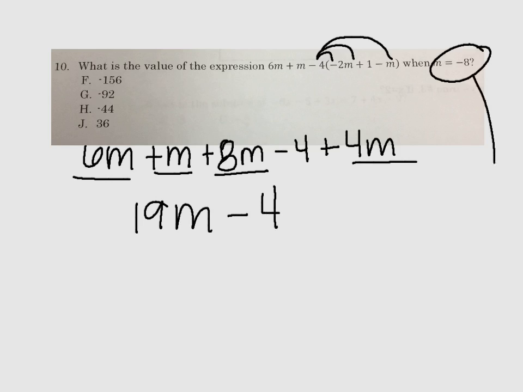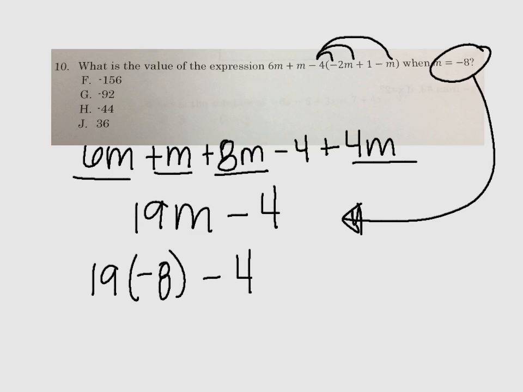Now I'm just going to plug this in for m. That means 19 times negative 8 minus 4. Nineteen times negative 8 is negative 152 minus 4. Same signs, add and keep the sign. So 152 plus 4 is 156, and since they're both negative, it is negative. So my answer is F.